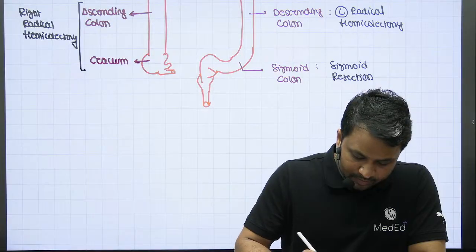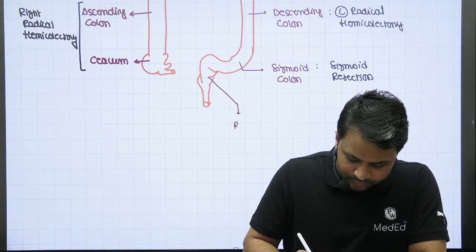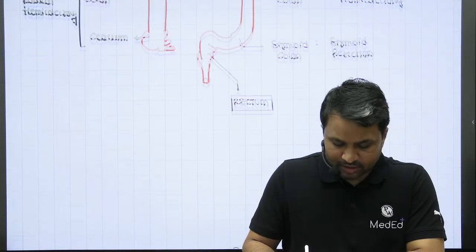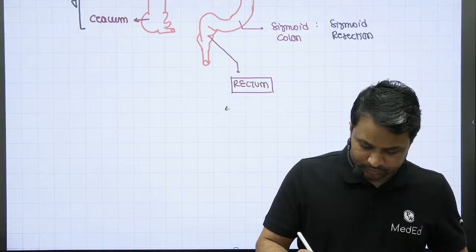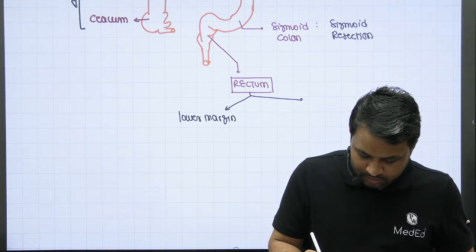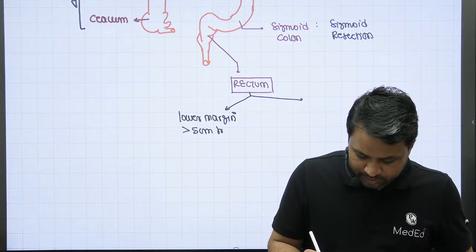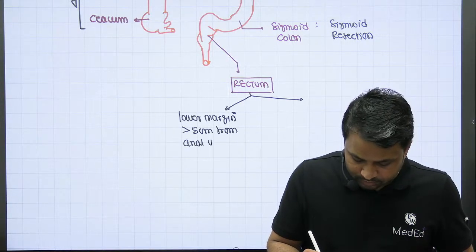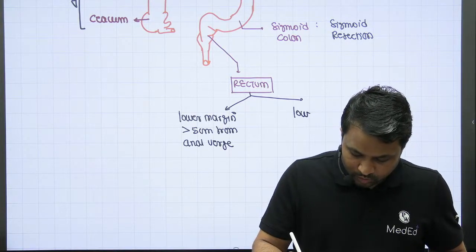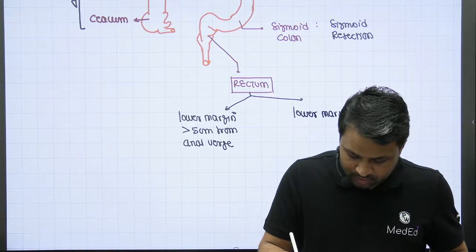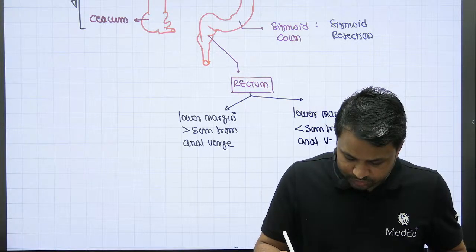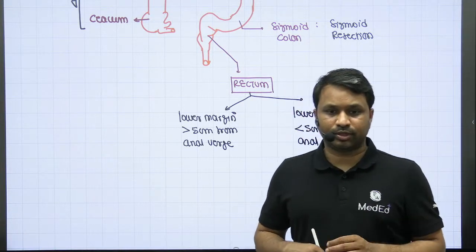If it is in the rectum, then see the lower margin, whether it is more than 5 centimeters from the anal verge, or within 5 centimeters from the anal verge.